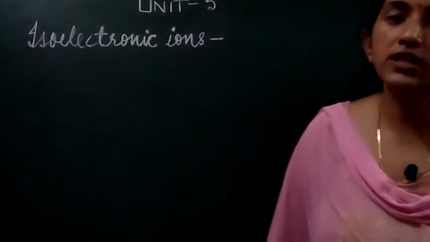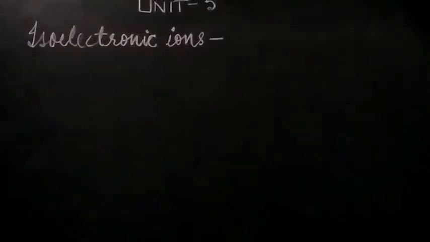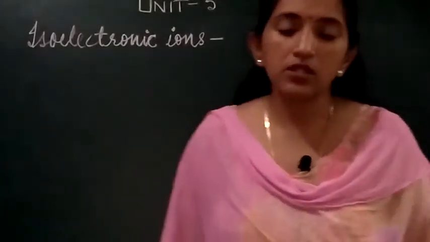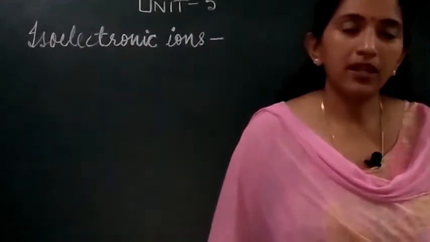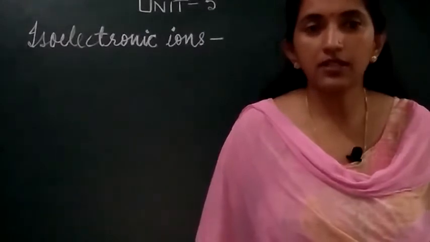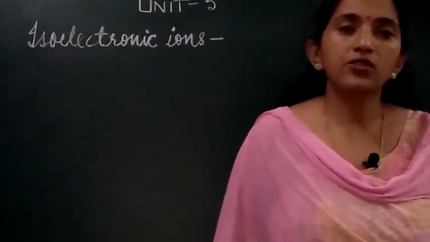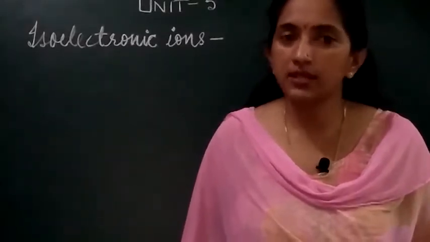Now students, we are going to discuss the isoelectronic species. Now what are the isoelectronic species? The isoelectronic species, students, are those species which have the same number of electrons, right? But they will have different magnitudes of nuclear charge. That is, their number of protons, or the magnitude of the nuclear charge, is going to change, but the number of electrons will remain the same.